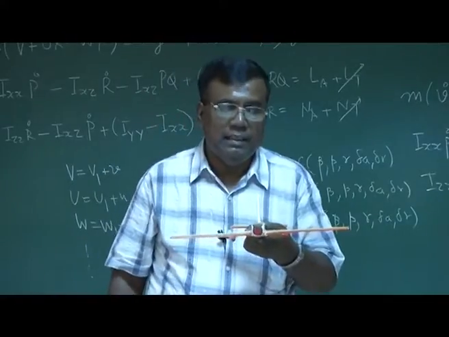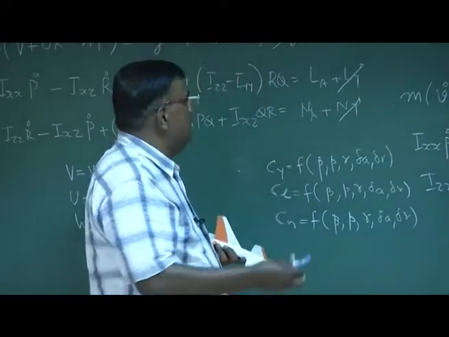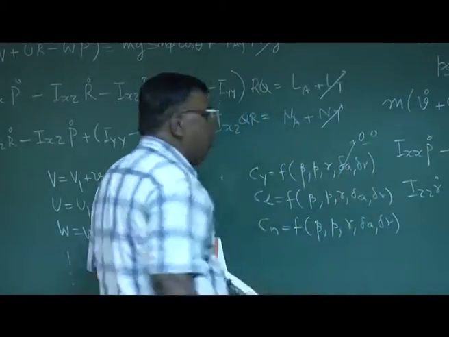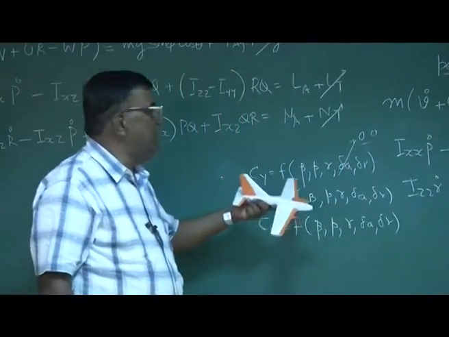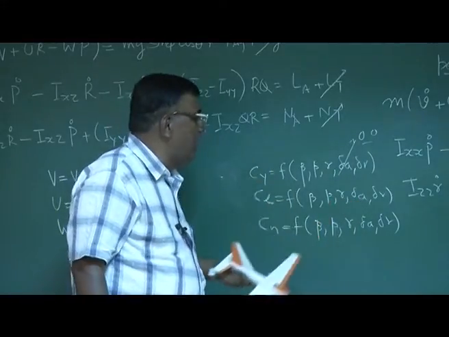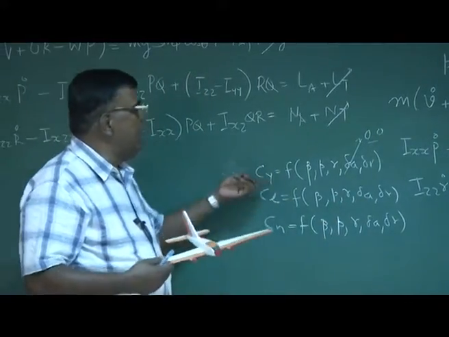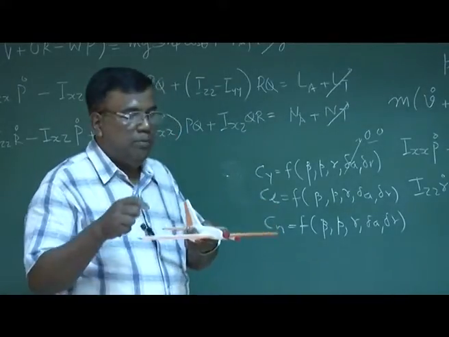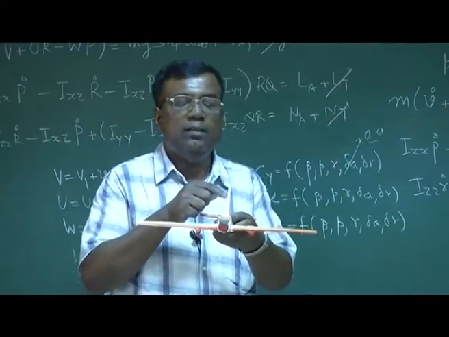As far as delta A is concerned, you can neglect it. As far as Cy is concerned, this will be very, very small. But primary will be beta, P, R, and delta R. And as you understand, if there is a Cy, there will be a rolling moment and yawing moment as well, because after all, the primary contributor to Cy is the vertical tail.